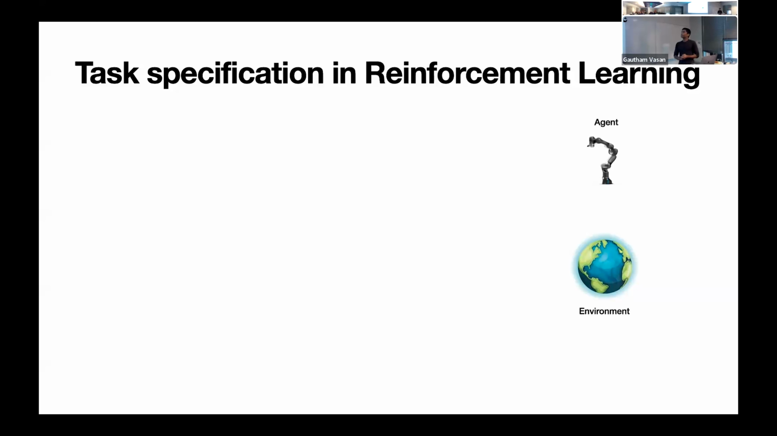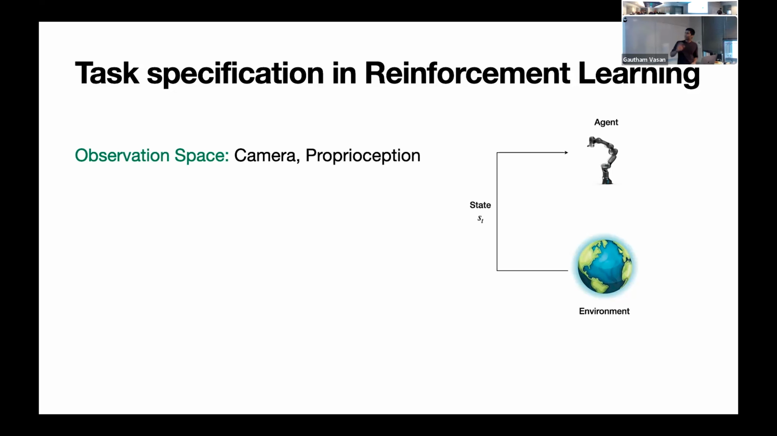So let's talk about task specification and reinforcement learning. So you have this nice interface where you have an agent, you have an environment. The agent has some way of perceiving its world. So I'm talking about a robot arm in this example. So let's say this arm has a camera mounted on top, and this is able to perceive its world through camera images and proprioceptive information, which is basically joint position and velocity information. It has some way of influencing its world. In this case, it can send joint commands.